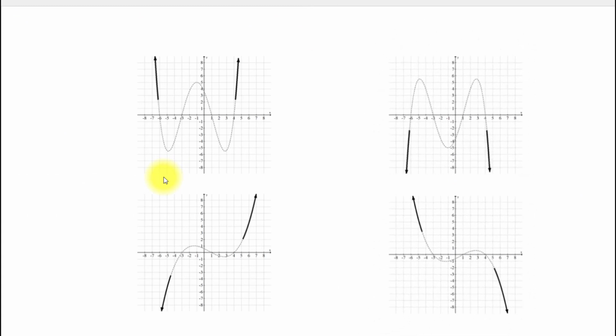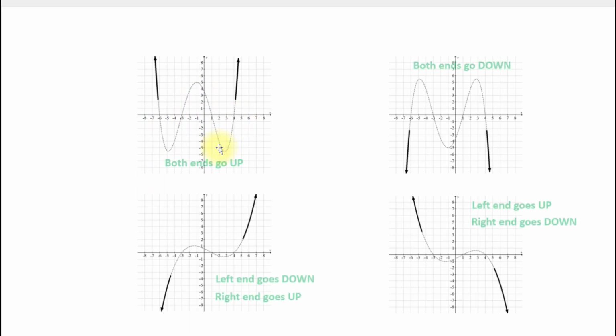So they will be smooth and continuous, and while they can take very interesting curves, the end behavior can still be put in 4 different groups. Here they are. Graphs where both ends go up, graphs where both ends go down, graphs where the left end goes down and the right end goes up, and the other way around, graphs where the left end goes up and the right end goes down.